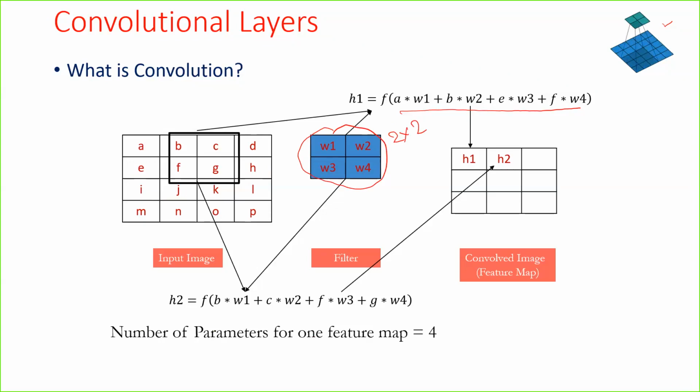Suppose I apply 100 such kernels or 100 such filters, how many parameters? 400. For each filter we have four parameters. So if you apply 100 such filters, you will have to learn 400 parameters, right?